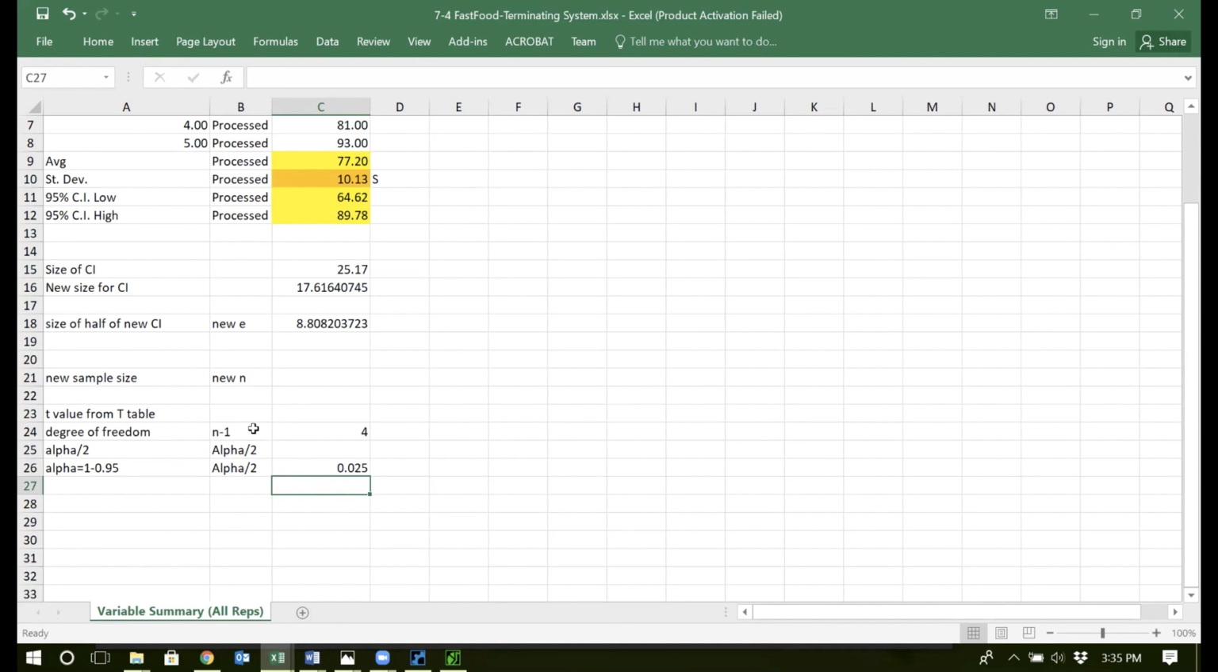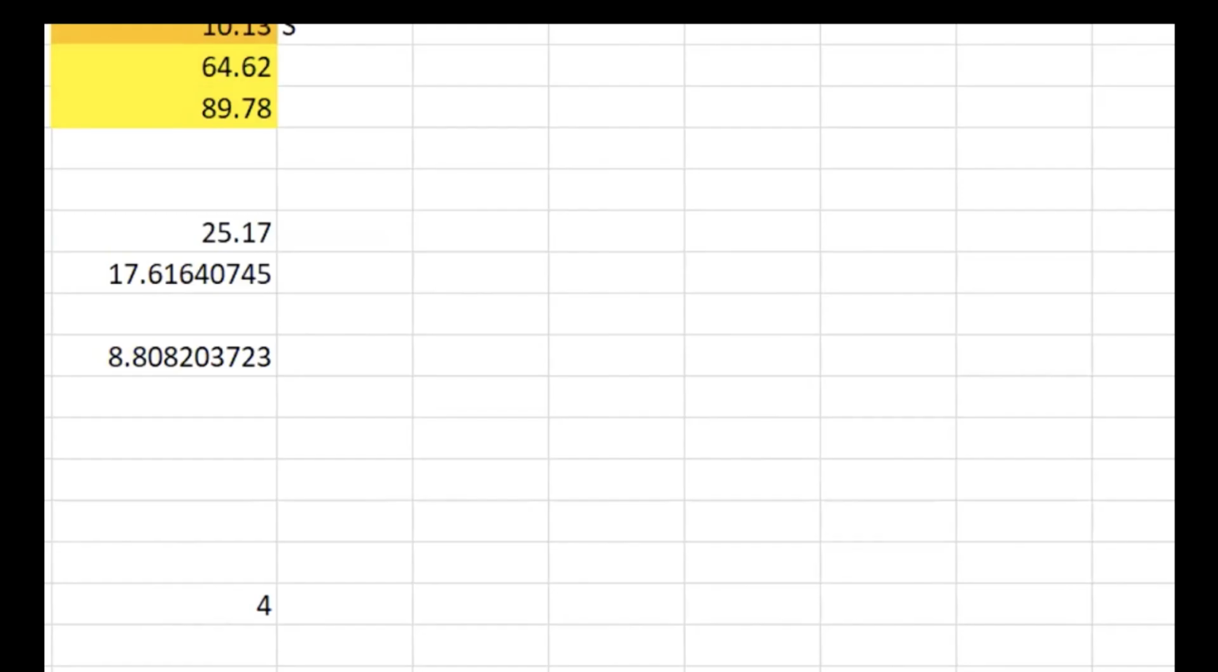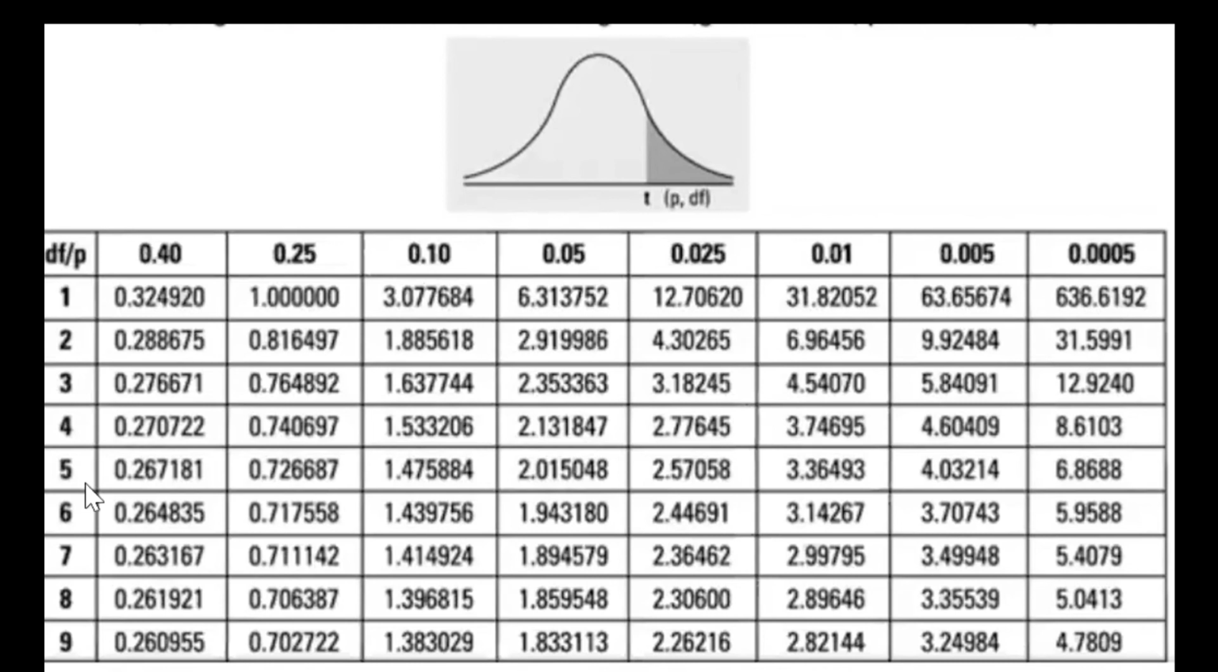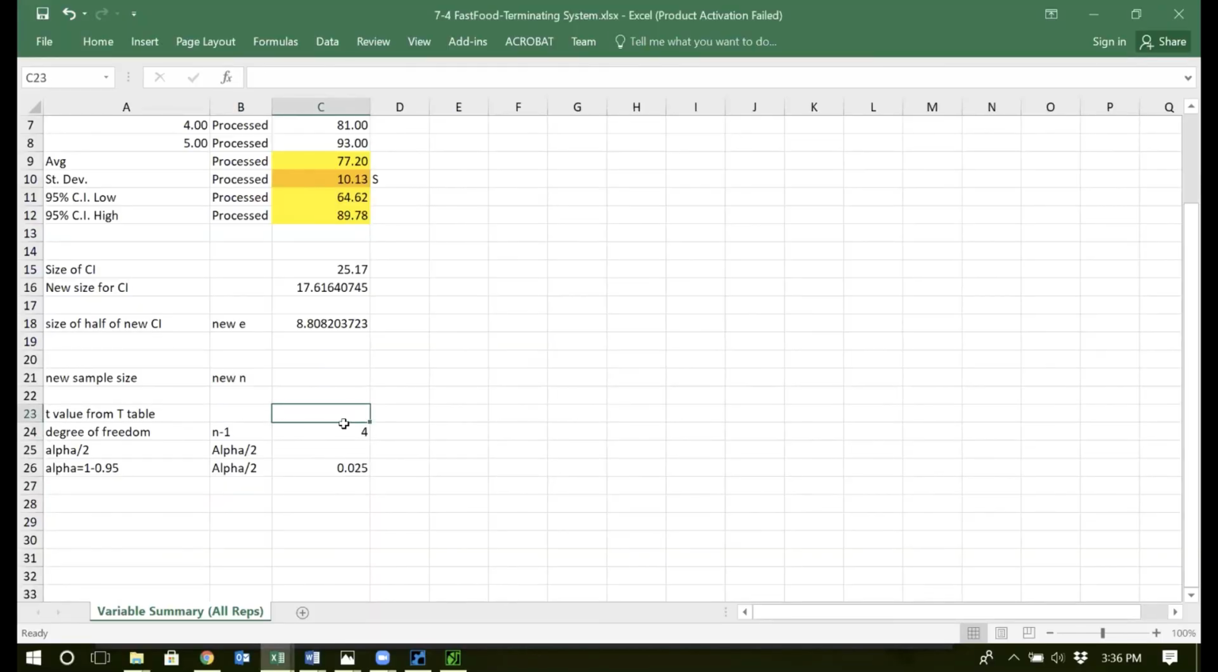Now let's go to the T table and see, with degree of freedom of 4 and alpha over 2 of 0.025, what is the T value? Here I have the T table. You see in the first column, DF, that stands for degree of freedom. My degree of freedom is 4, so I have to look at row 4. The shaded area shows the area on the right side, which is alpha over 2 in our scenario. So our alpha over 2 is 0.025, and that's the column I have to look for. So the row for degree of freedom of 4 and the column for 0.025, the T value is 2.77. So the T value that I need to use in the formula to calculate N is 2.77.